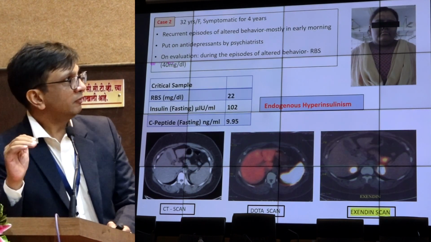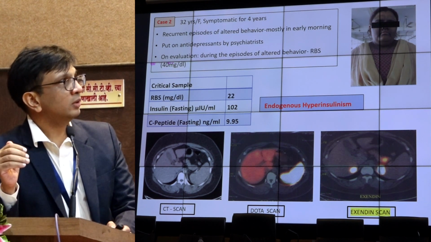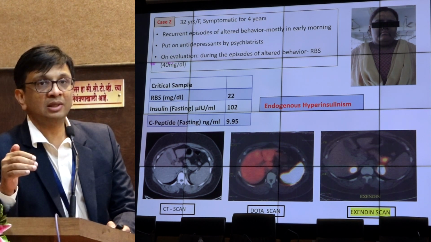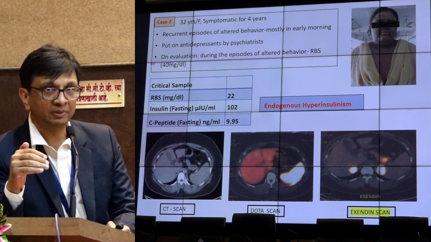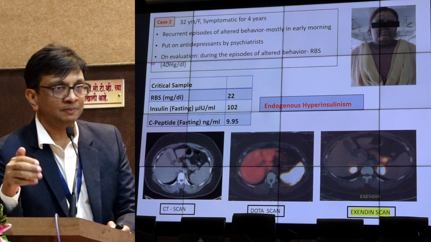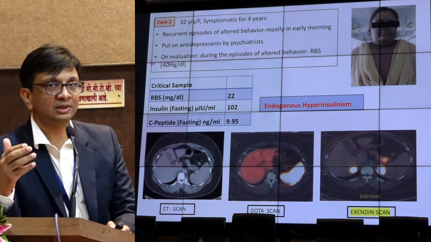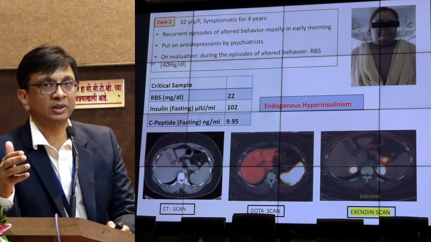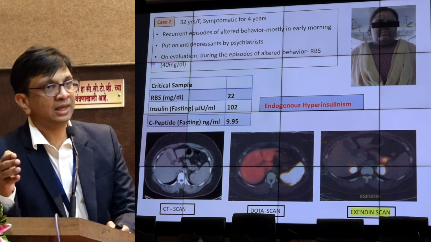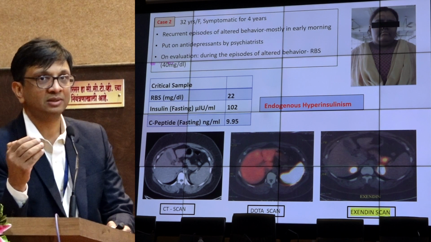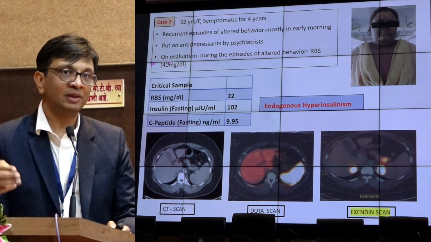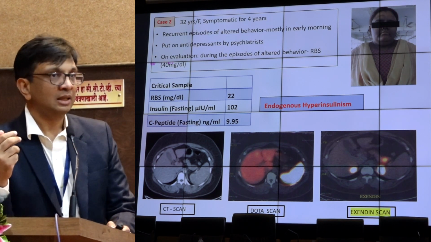This lady, 32 years old, symptomatic for 4 years, had seen so many specialists, and had been treated by psychiatrists for a year together because of the hypoglycemic symptoms. She had altered sensorium and her behavior was very altered, so she was on antipsychotic medications for a year together. Her weight was around 135 kgs when she came because of hypoglycemia, and they compensate by eating again and again.